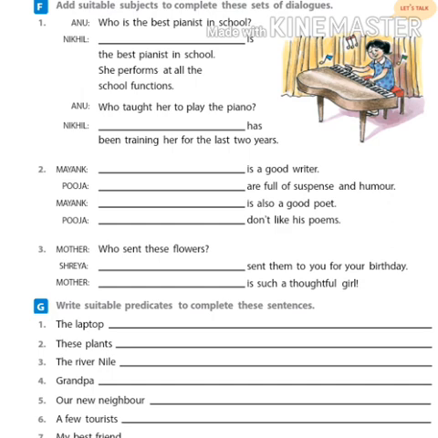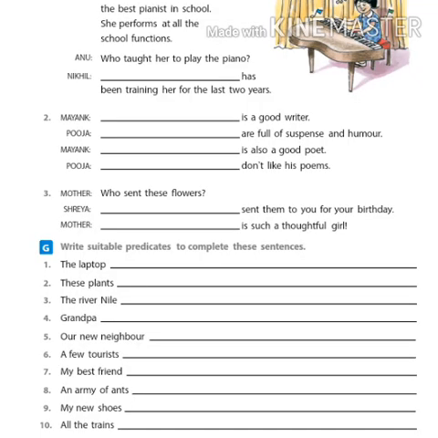Let's try to do exercise G now. Write suitable predicates to complete these sentences. They have given the subjects. Now you have to write your own predicate. You can write according to your wish, but it should be the correct predicate.